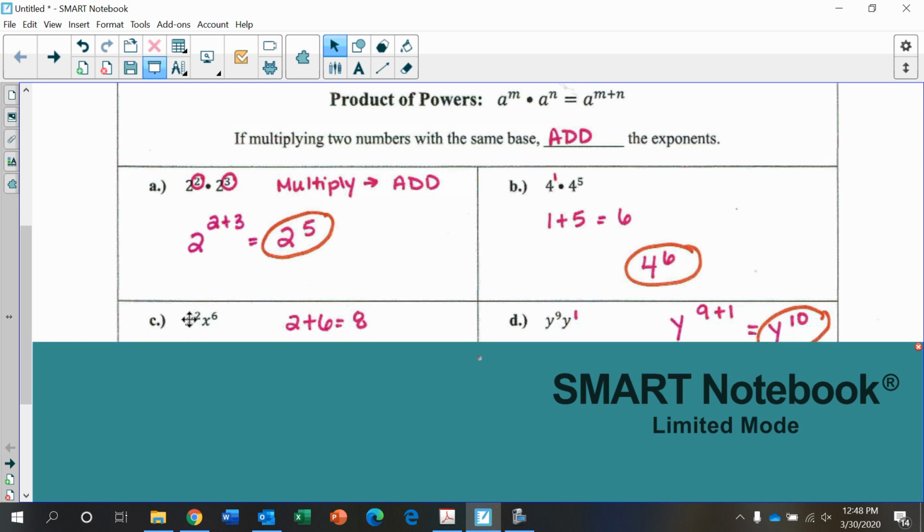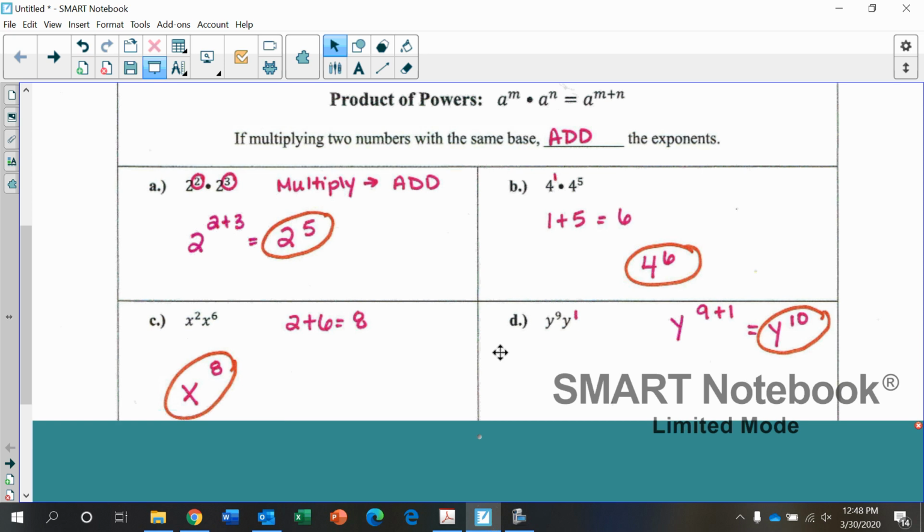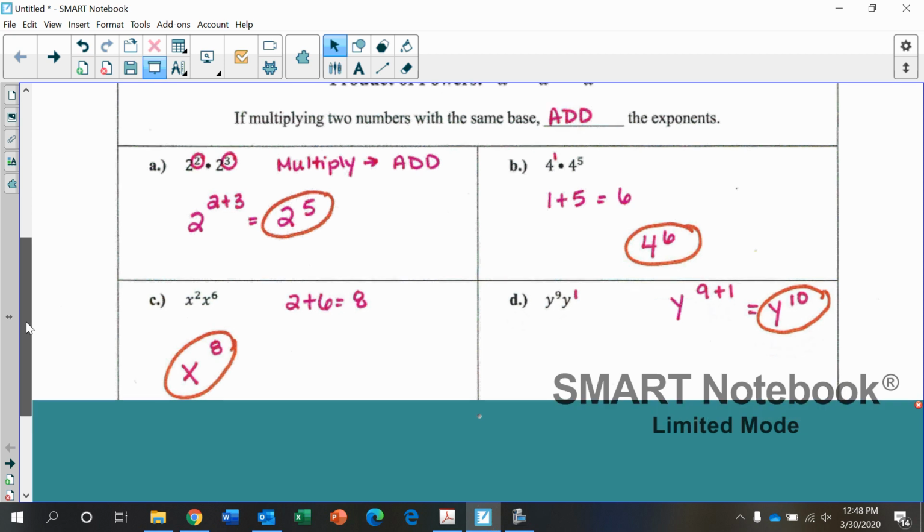Over here we have x to the 2nd and x to the 6th, and again, there's no multiplication sign between them, but whenever we don't see it, it's still understood that it is multiplication. So 2 plus 6 gives us 8, so we have x to the 8th power. Over here we have y, 9 plus 1 gives me y to the 10th. Not too bad.